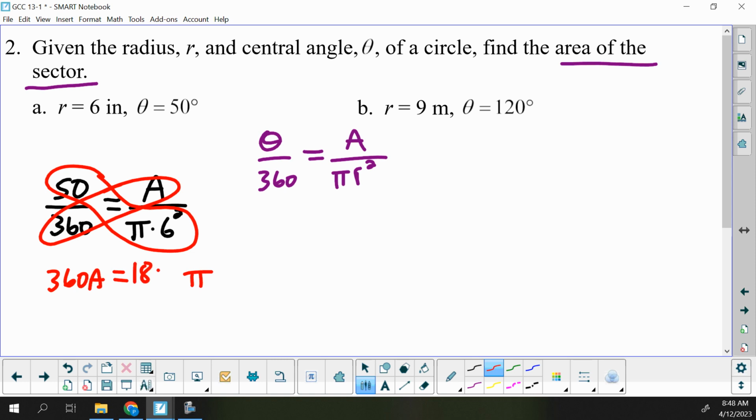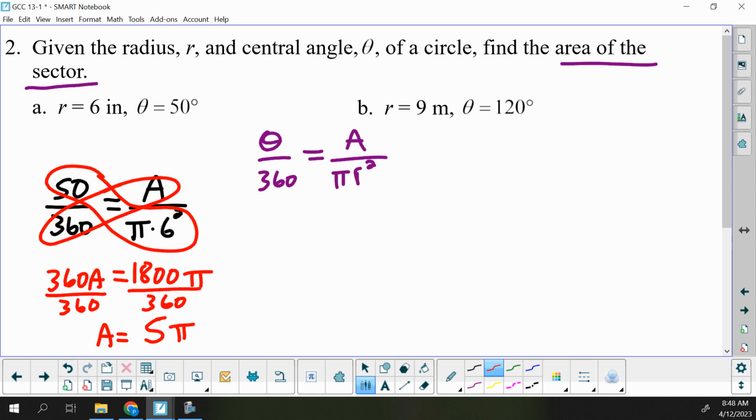And we should get 1800 for that. We are trying to get a by itself, so the opposite of multiplying by 360 is dividing by 360. We're going to have pi in our answer because there's just pi in the numerator, so we just have to divide the 1800 by 360. And when we do that, we should get 5. So we're going to have 5 pi.